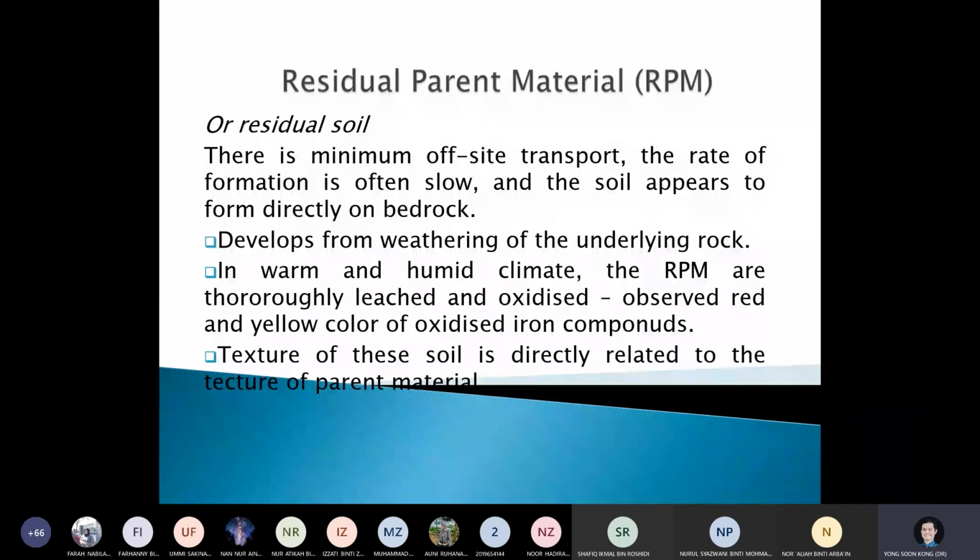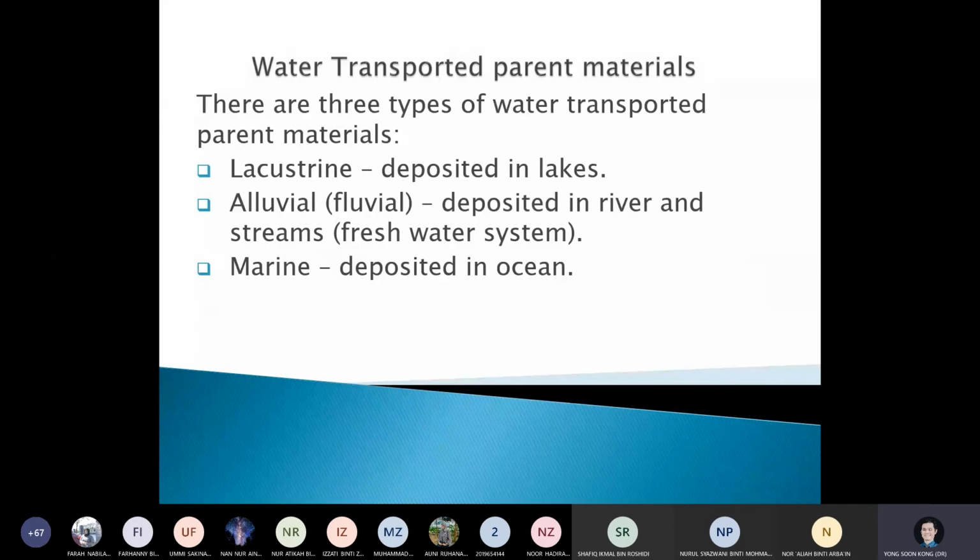Now, not much of it I can explain about this residual soil. Now, this is due to the result of weathering of parent material. So you will see a few examples after this. And these are the examples. So as a result of weathering of bedrock, so these are the results from water weathering.